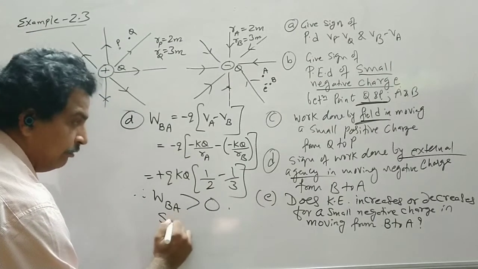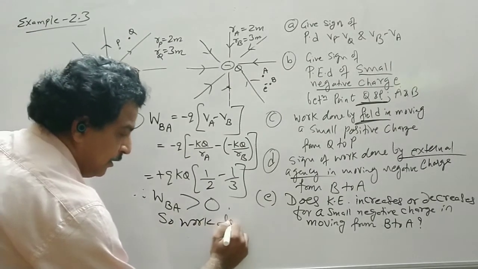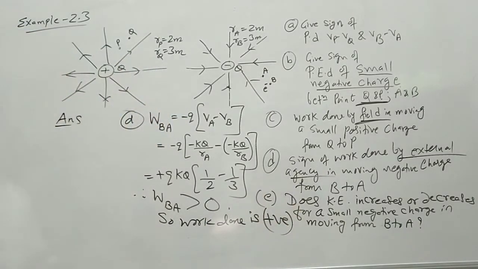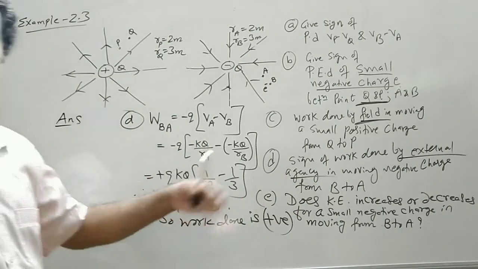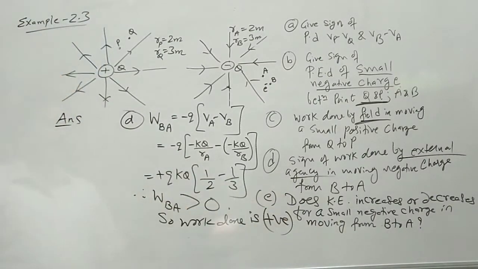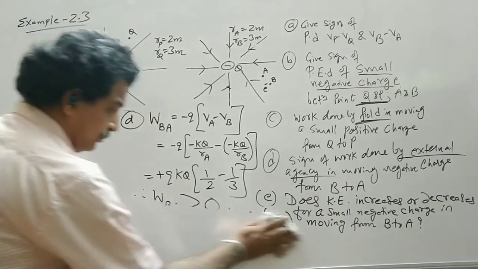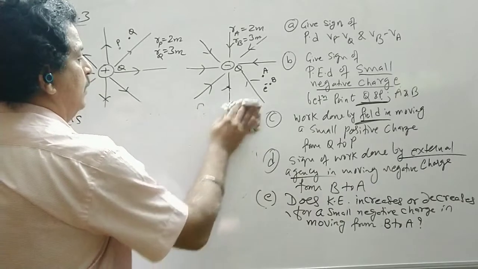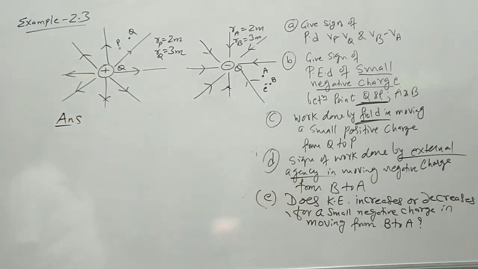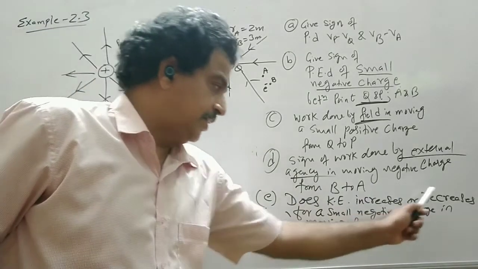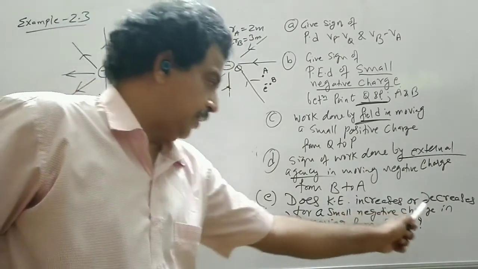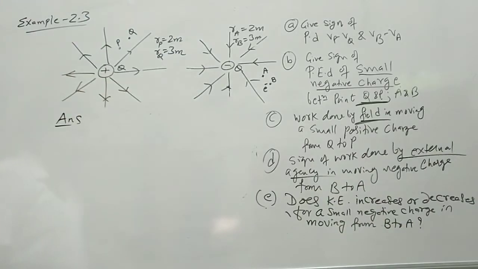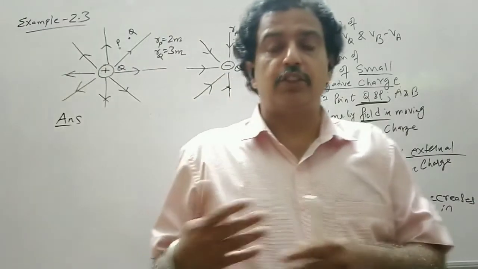So work done is positive. So work done is positive because it is done against the field. So this is the D portion. Now, does the kinetic energy increase or decrease for a small negative charge in moving from B to A? The kinetic energy will increase or decrease.